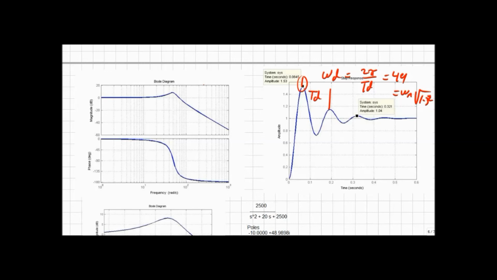So we can check on omega n by finding zeta and solving this equation for omega n, since we have omega d. To find zeta, we can use the log decrement method. In the log decrement method, we look at the delta in the amplitude and essentially take the log of that.